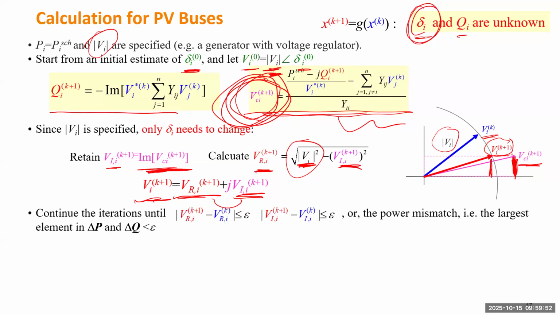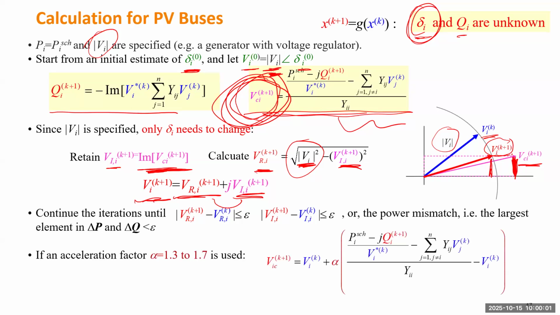All right. So we keep iterating until both real part and imaginary part change by less than the error tolerance. Then we just stop there. If you want to use an acceleration factor, for instance bigger than 1, this is where you need to plug it in. You need to add the factor here, so that can speed up the iteration. Okay, so let's stop here. We'll continue on Friday.